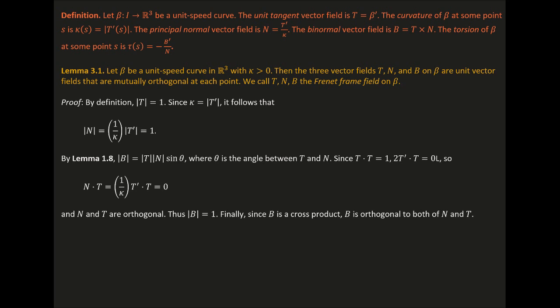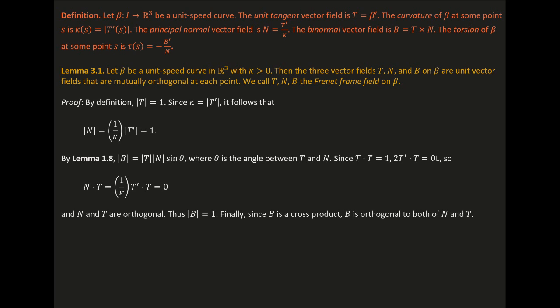Next, let's consider a lemma, which is the statement that these three vector fields, the unit tangent, the principal normal, and the binormal, form a basis of the tangent space. In other words, these three vector fields are all unit vector fields and are mutually orthogonal at each point. By way of terminology, this basis of the tangent space, or a frame field, is called the Frenet frame field on the curve beta.